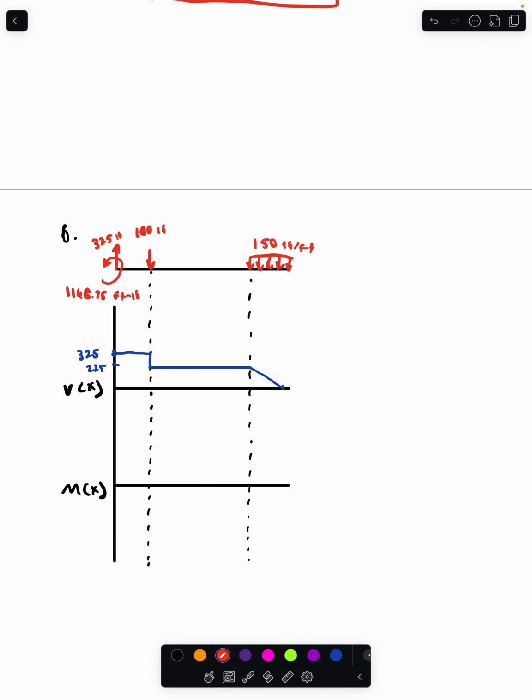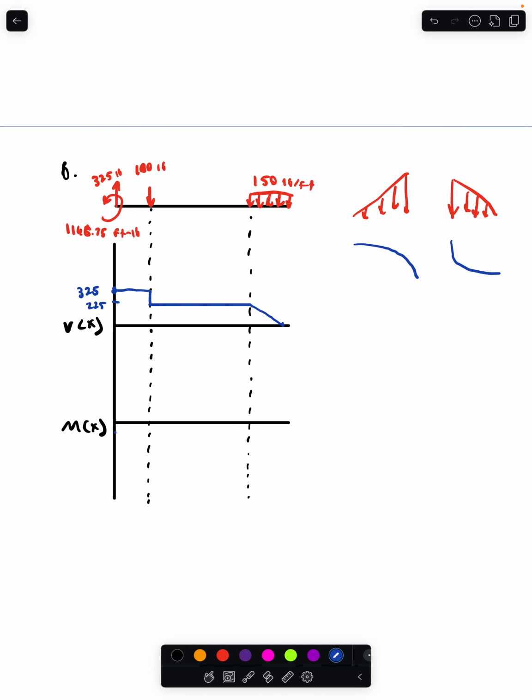If this was a triangular distributed load, then the integral of that would be a curve. You would start with a relatively small slope, and then it would get bigger towards the end. If this was the other way around, you would do the opposite. You'd have a sharp drop at the beginning, and then you level out.